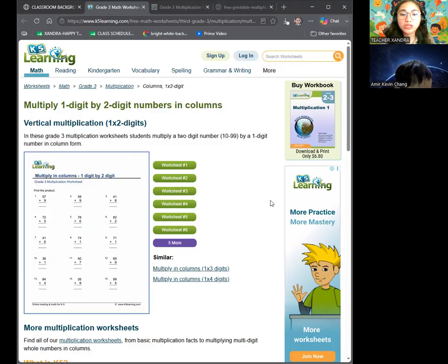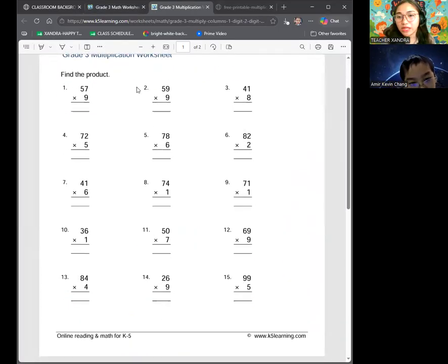So we will use this worksheet from K5 Learning as our guide. K5 Learning, kindergarten to grade 5. So you will have clear examples to follow. So here's what we'll do together. We need to review the column setup, how to place numbers correctly. Okay, you need to practice step-by-step multiplication, how to multiply the ones.